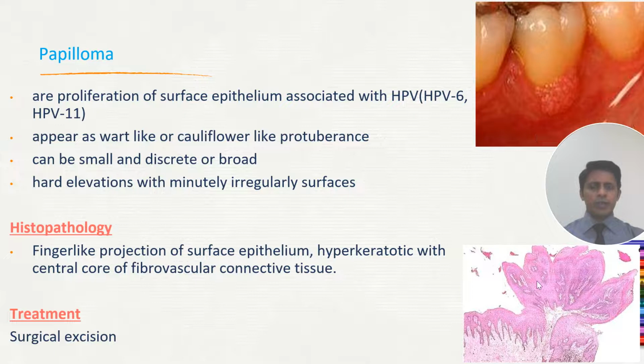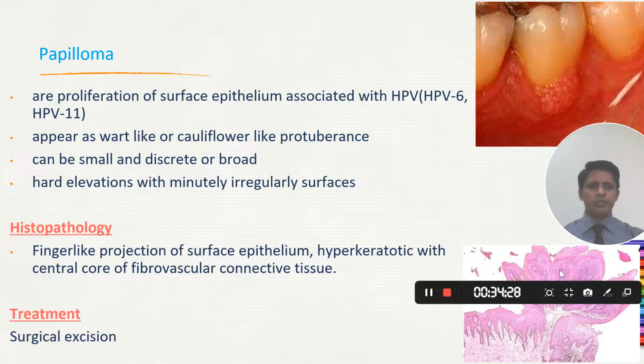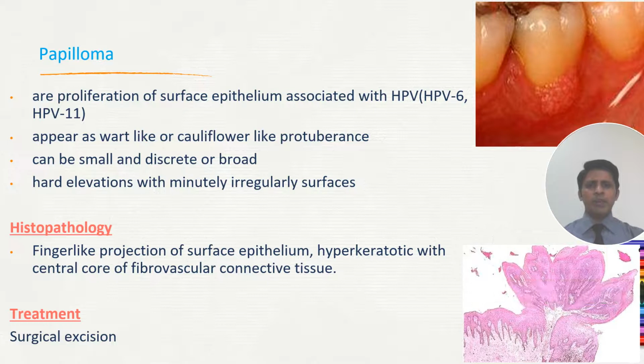The histopathologic picture shows finger-like projections. Here you can see finger-like projections of surface epithelium which are hyperkeratotic, with a central core of fibrovascular connective tissue. The treatment is surgical excision only.